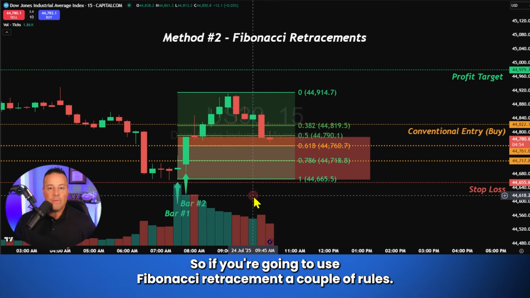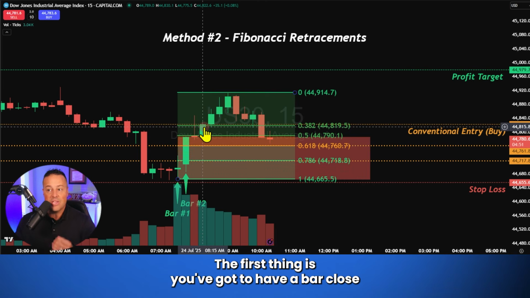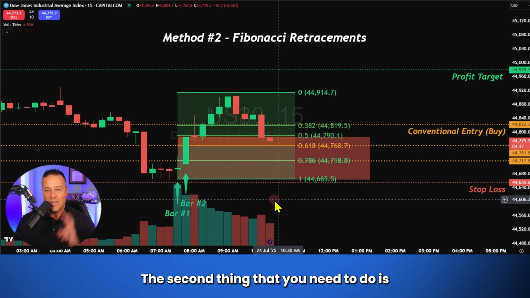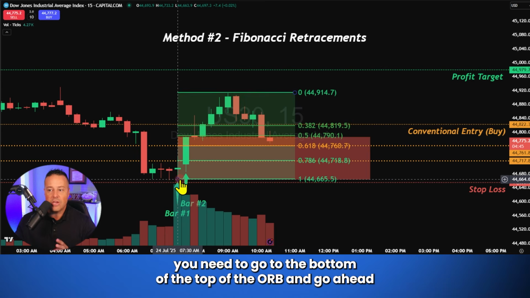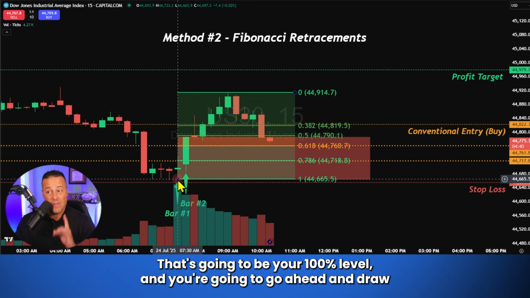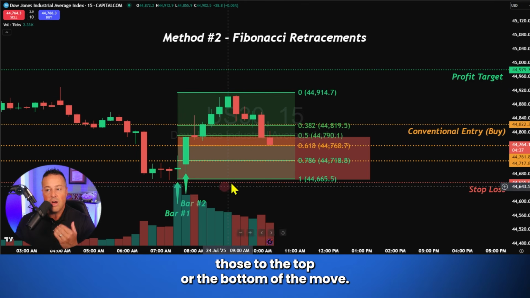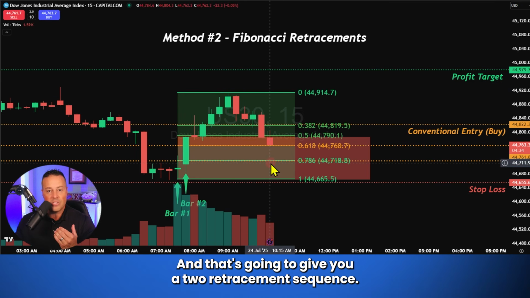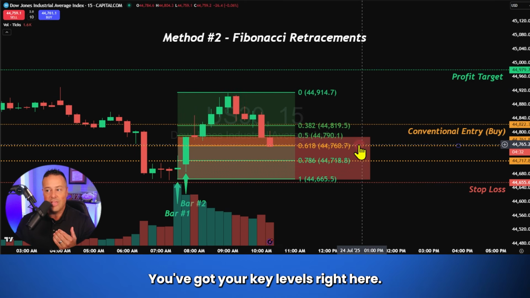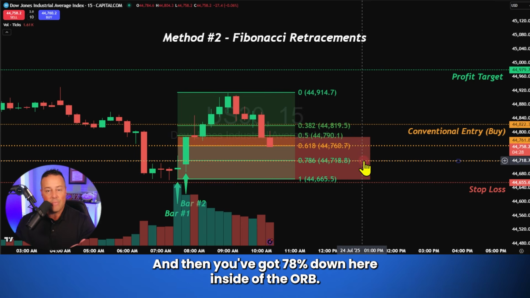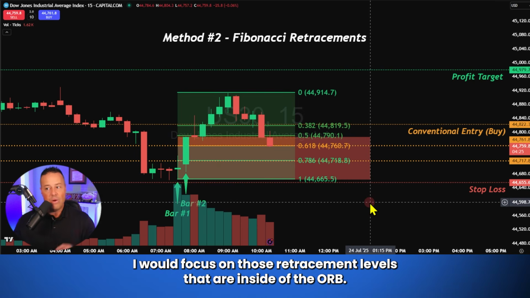So if you're going to use Fibonacci retracements, a couple of rules. The first thing is you've got to have a bar close outside of the ORB to even begin thinking about using Fibs. The second thing you need to do is go to the bottom or the top of the ORB and begin your Fibonacci retracements there. That's going to be your 100% level, and you're going to draw those to the top or the bottom of the move, and that's going to give you your retracement sequence. From there, you've got your key levels right here. We've got 62% coming into play for us right now, and then you've got 78% down here inside of the ORB.